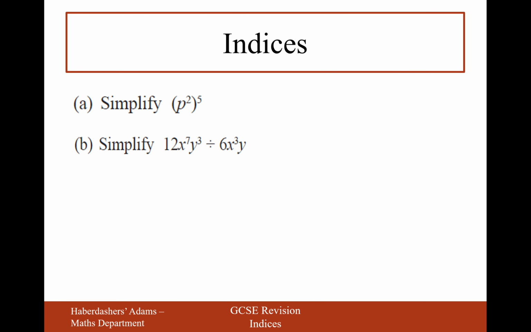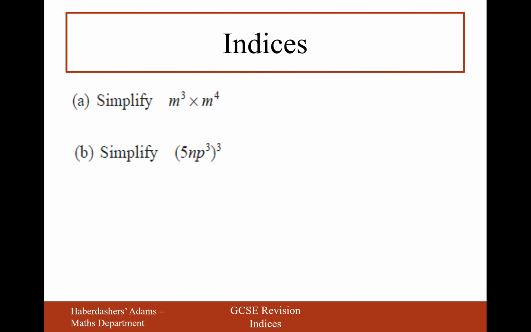Moving on to the next one, pause the video and have a go at this question here. Okay, so with the first one, it's doing a power of a power, so you multiply your powers together, p to the power of 10. And with the second one here, we can do the division and do subtracting of indices. So 12 divided by 6, you do the division as normal for the normal numbers, that would be 2. And it's x to the 7 divided by x to the 3, you subtract your indices there, x to the 4. And then y to the 3 divided by y, that would be y to the 1, subtract your indices, y squared. So there we are, that's the final answer for part B.